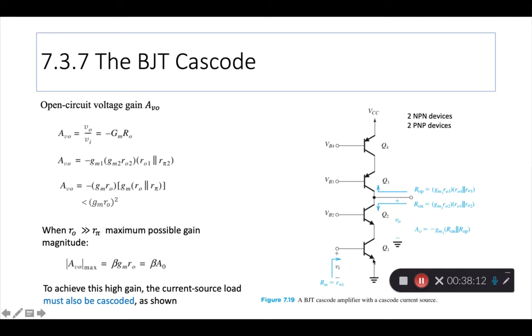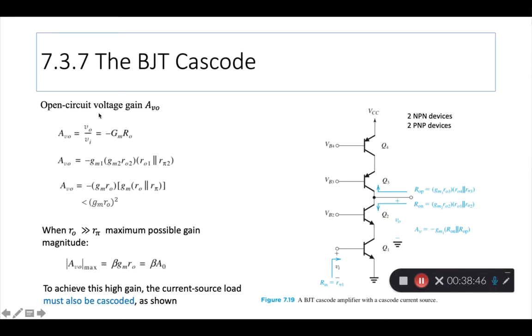So the NPN Q1 has a PNP Q4 as the current source load, but there are two additional cascode transistors. Q2 is cascoding Q1 and Q3 is cascoding Q4, right? So the treatment is identical or parallel to what we saw for the CMOS case, and much of the analysis and the benefits we can do in parallel.